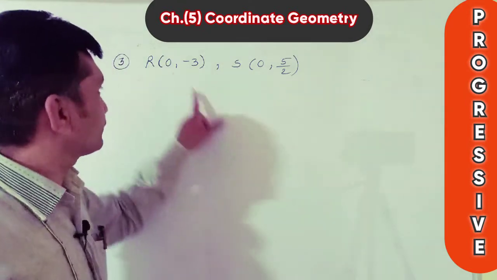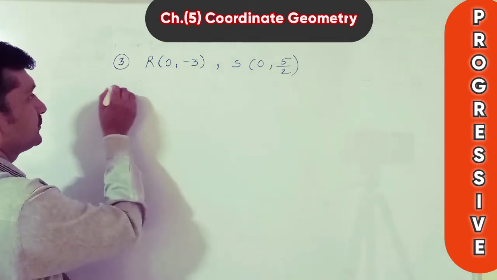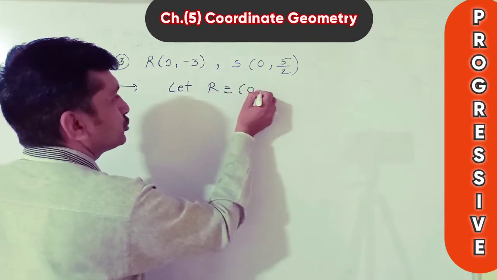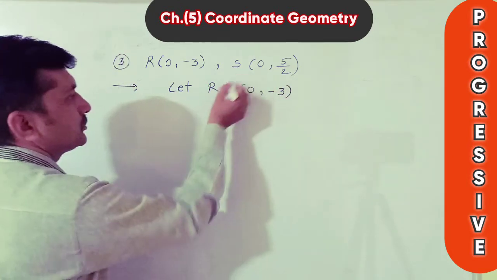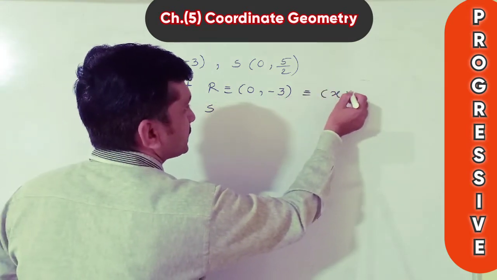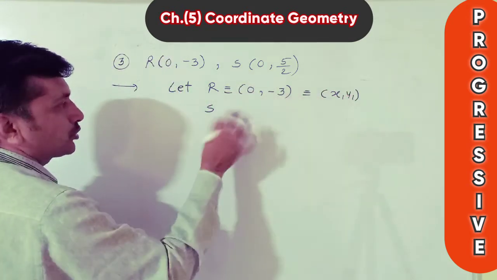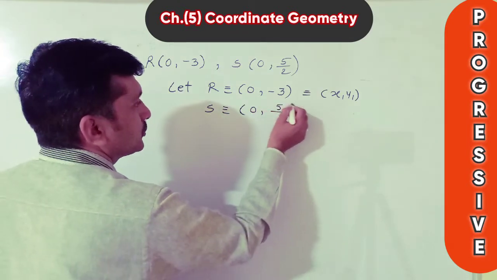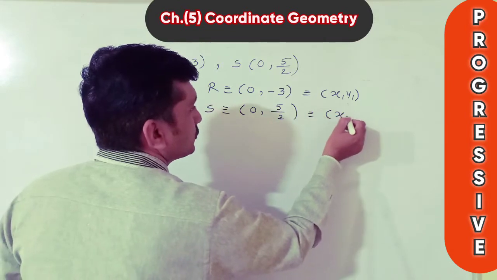Example number 3. Let R is equal to (0, minus 3). Yes, now this is x1, y1. Here you can write x1, y1, or first you can write, no problem. S is equal to (0, 5 upon 2). Consider them x2, y2.